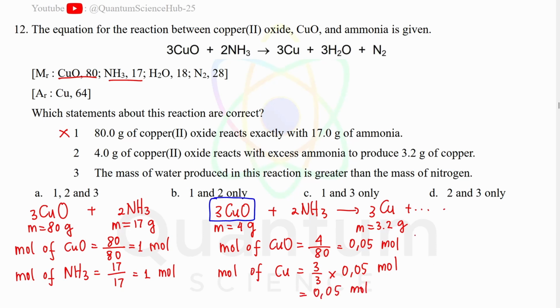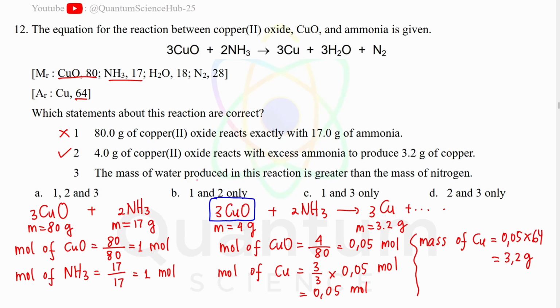Now we find the mass of Cu equals mole times MR, right? So 0.05 times the MR of Cu, which is 64. So times 64, so equals 3.2 gram. And this is the same, right? Because the statement says it produced 3.2 gram of copper. So statement 2 is correct.